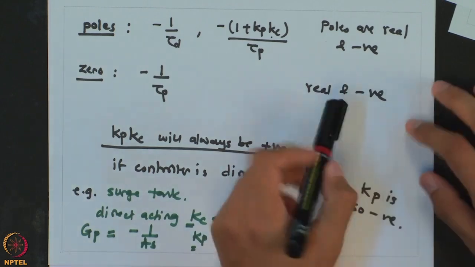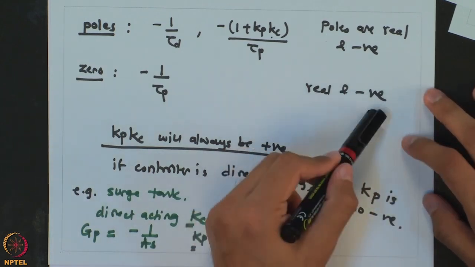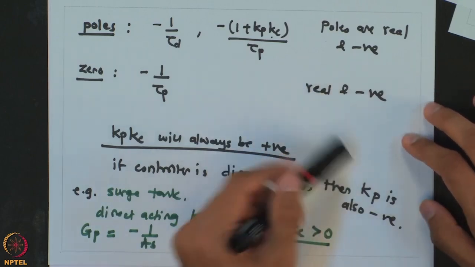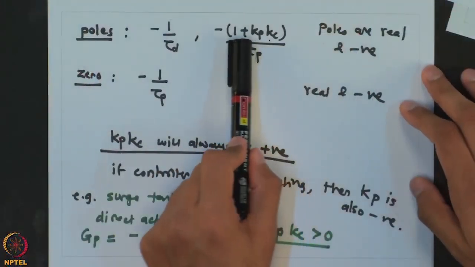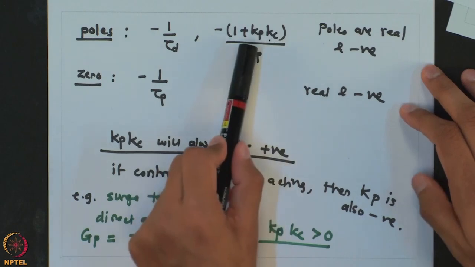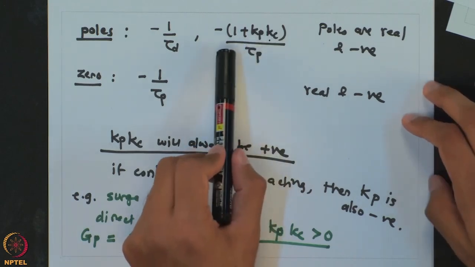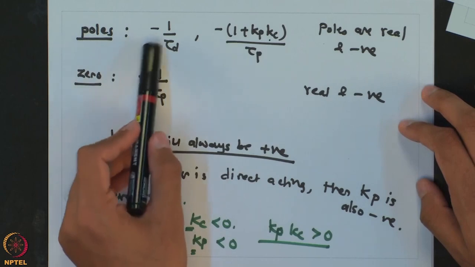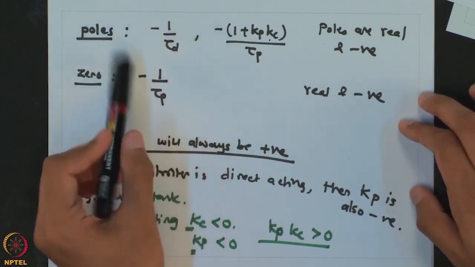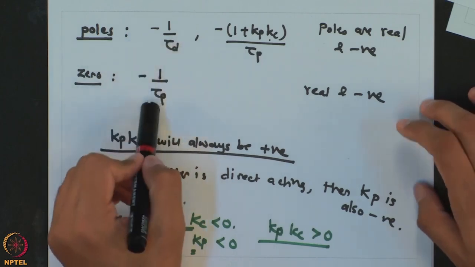As the zero is negative and real, it is not going to give me any inverse response. The only case which is of interest is if this zero is closer to the origin than the poles. In that case you may have overshoot. So if we look at these zeros and poles, you can see that this pole, with KPKC being positive, will always be away from the origin compared to this zero. So this is not of interest. The only interesting case is, can this pole be closer to the origin than the zero?